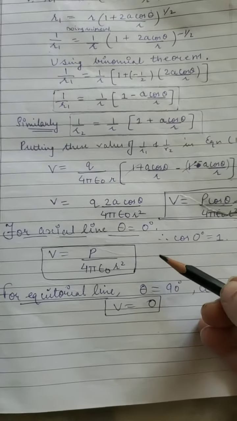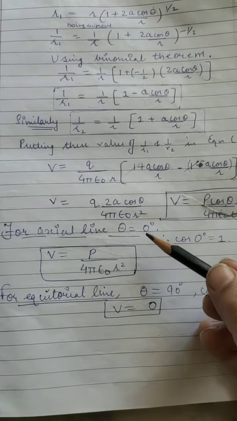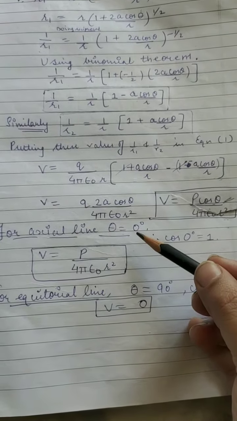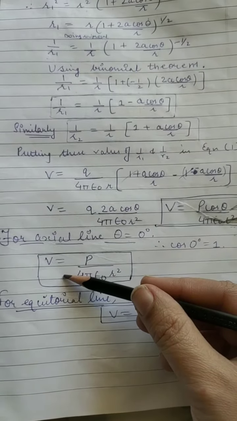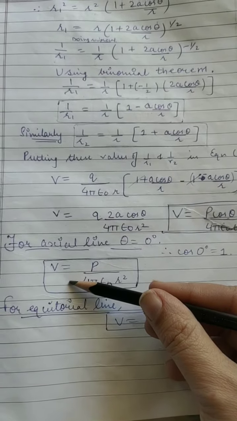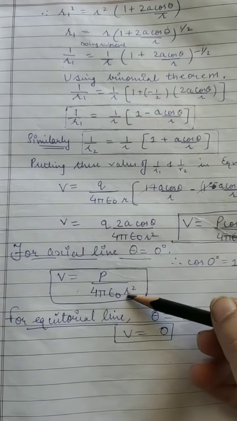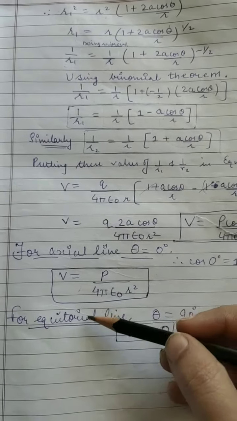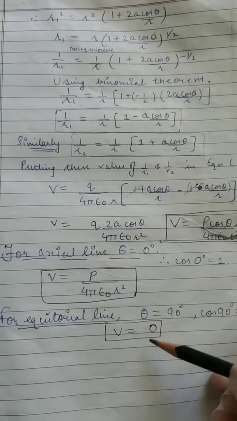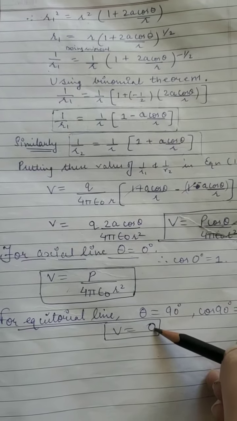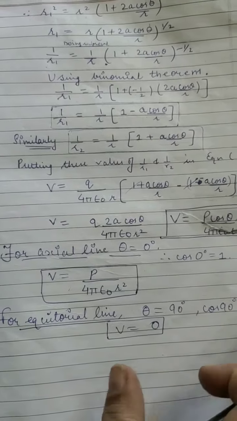We can find the formula for the axial line also. If we consider a point on the axial line, theta will be 0 degrees and cos 0 is equal to 1. You will get the same formula we already discussed in the previous module: V is equal to p upon 4 pi epsilon naught r square. For the equatorial line, theta is equal to 90 degrees and cos 90 is equal to 0, so the potential will be 0. We already found this formula: potential is equal to 0.